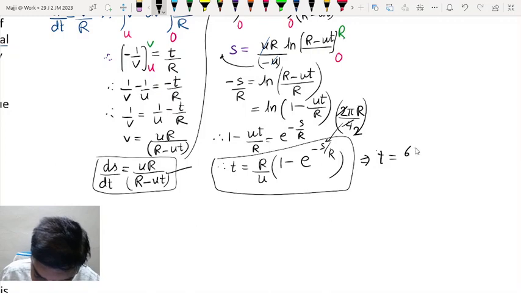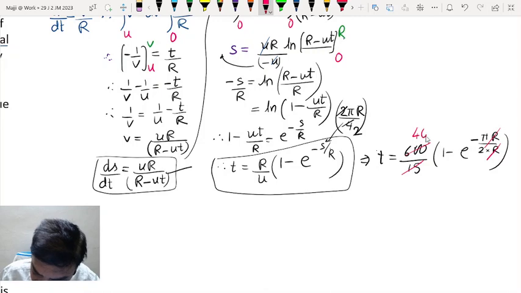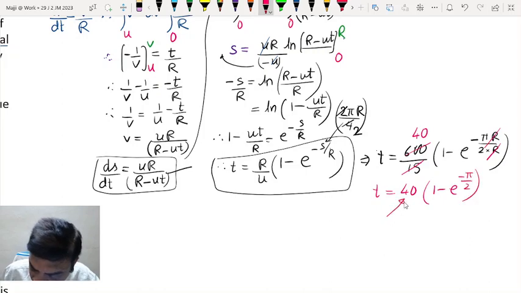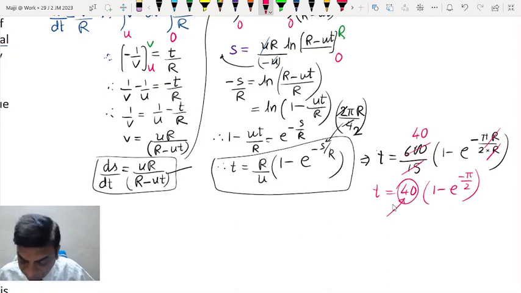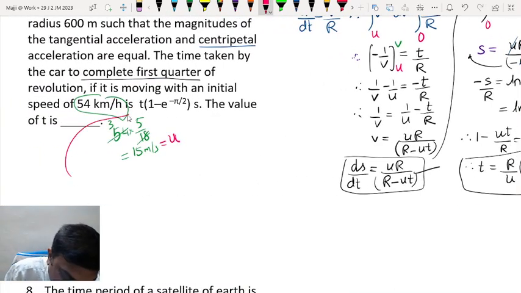R is 600 kilometers, U is 15 meters per second. So 1 minus e to the power minus pi r by 2 into r. So r gets cancelled here. 15 fours are 60, so the final expression is 40 into 1 minus e to the power minus pi by 2. So the required value is 40. This is the time taken. Here the value of t we have to find, and this t is 40.